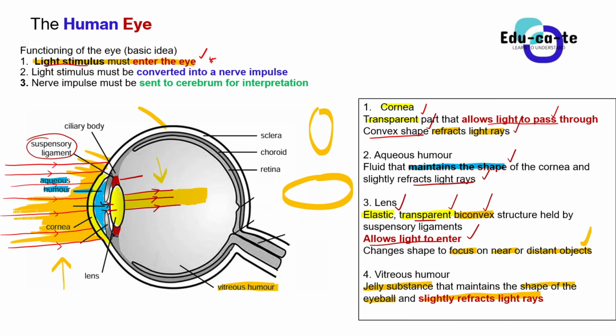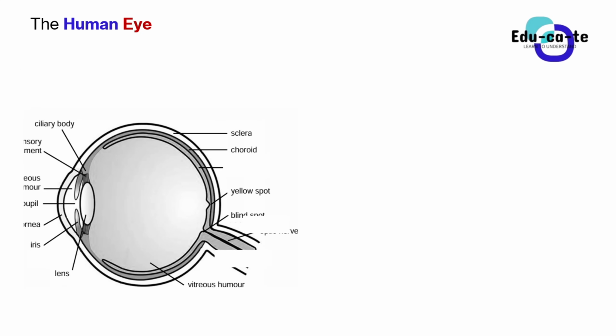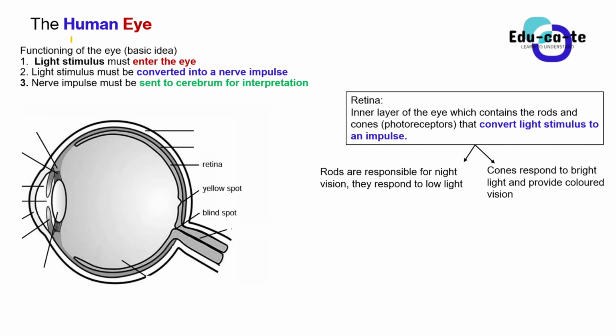Now that light has entered into your eye, there must be something that happens to that light, because you are not seeing light, you are seeing objects. How do you end up seeing objects from just light? Now, look at point number 2. Since we have said that the light stimulus has entered the eye, we are done with point number 1. Point number 2 says that this light stimulus must be converted into a nerve impulse.